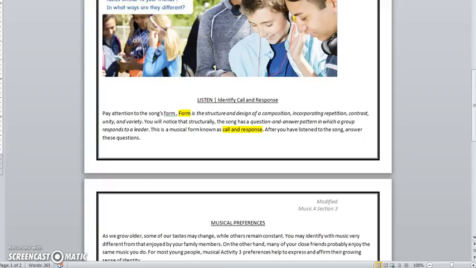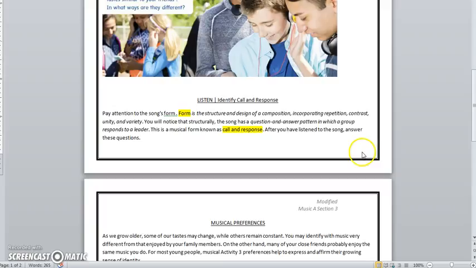There are some times in life where things are going well, and there are other times in life where things are not going so well, but we try to stick with the routine to make sure that things do go well. And in music, you will notice structurally that a song is a question and answer pattern. That is what we look at for call and response.